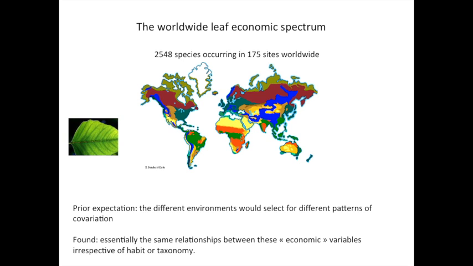Okay, so just to resume, what did they find? So for the very large number of species, these were data culled from the literature. They chose them from as many different habitats as they could find. The prior expectation was that the different environments would select for different patterns of covariation because the selection pressures would be different. And they found the contrary, that in fact they found the same patterns of covariation wherever you go, whether you split the data into different families of trees or whether you look at the angiosperms versus gymnosperms or whatever, the same patterns basically keep coming back.